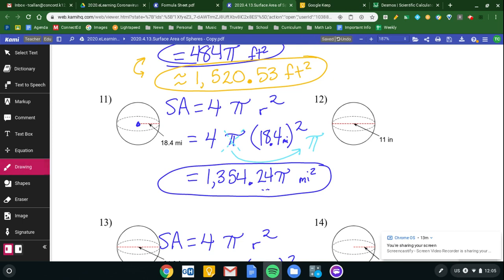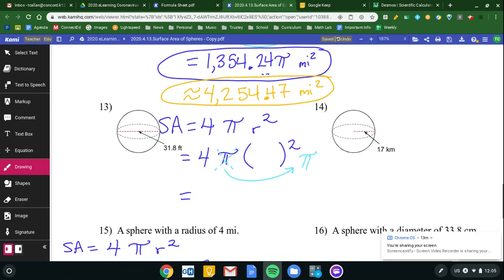However, when we do want our answer in decimal form and we multiply this big long decimal times pi, we're going to get about 4,254 and 47/100. I know it's not exactly 47, but it's awfully close. Square miles.